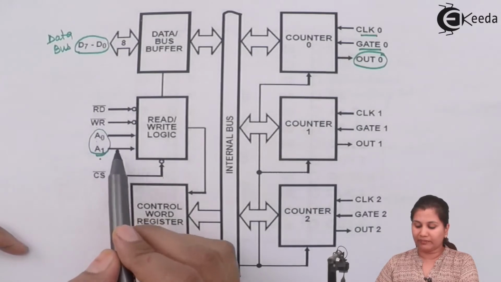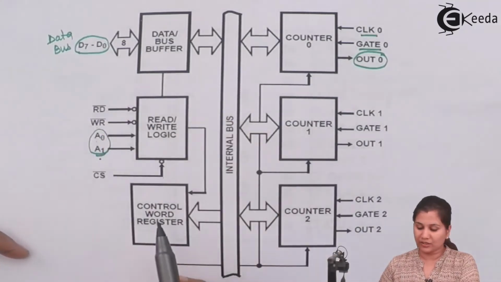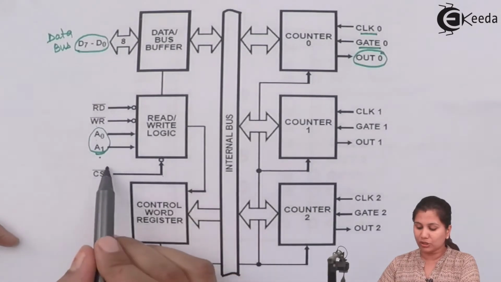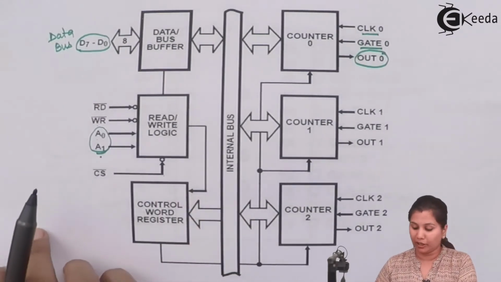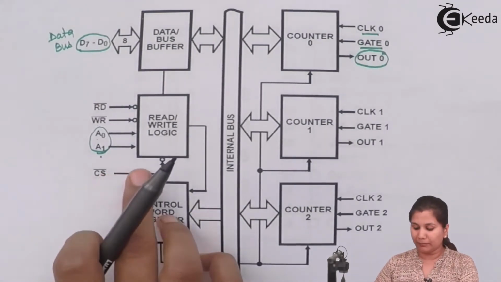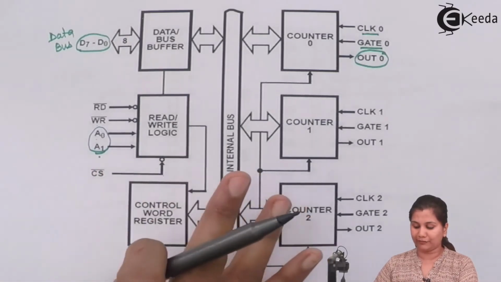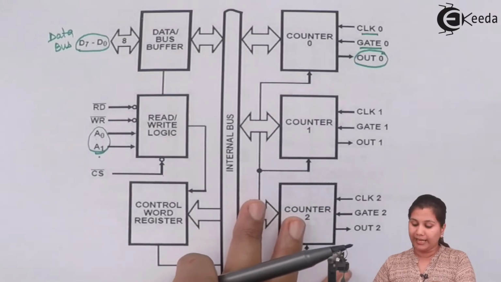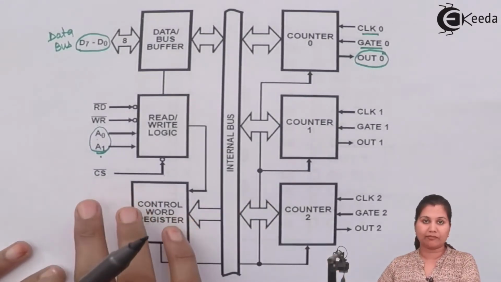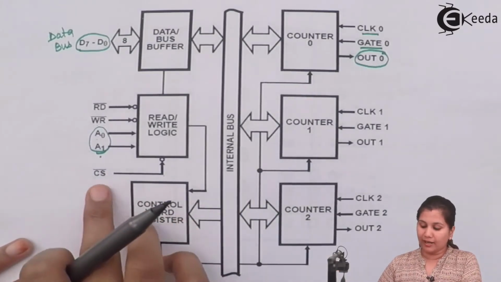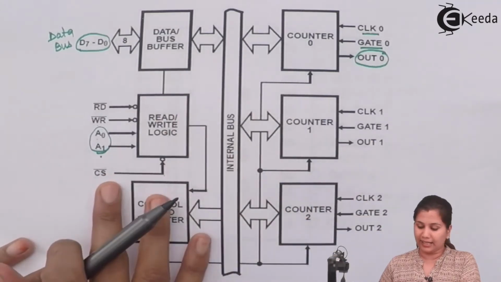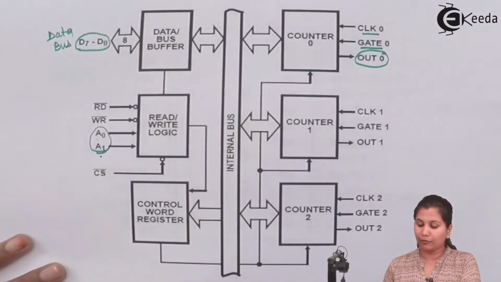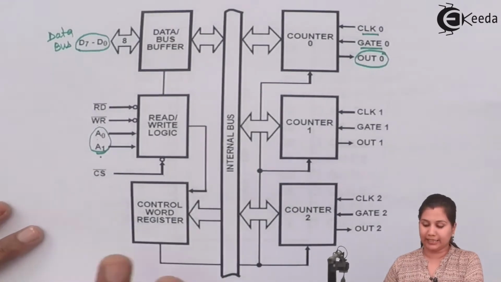A0 and A1 will decide which register it has to select, and this logic will work only when the chip select signal is enabled, because if it is enabled, it means that the 8253 and the microprocessor want to communicate with each other. If it is disabled, means if its value is 1, then the chip will not be selected and the data bus buffer will be in the high impedance state and no transfer of data will take place.